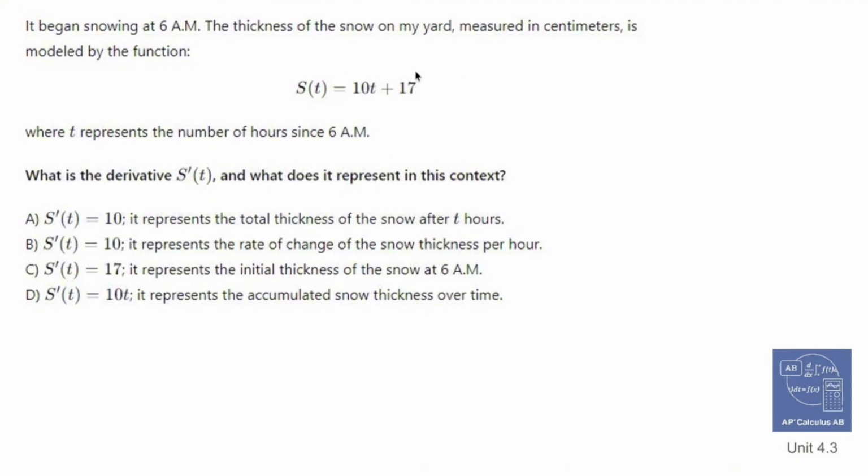Well, the derivative is going to be using the power rule. So s prime of t is going to be the derivative of 10t, which is just 10, and then nothing. So what does it mean in this context? Well, if you take the derivative of something, you get a rate. Since my rate has to do with two units, one being centimeters and one being time in hours since 6 a.m., you're looking at getting 10 centimeters of snow per hour.